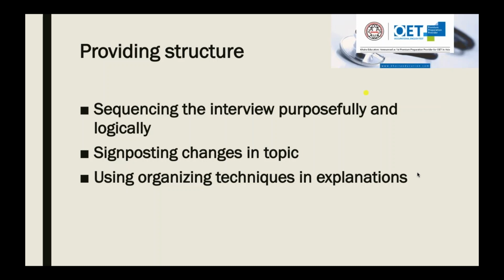But having said that, it also needs to be balanced with a patient-centered approach. It does not mean that to complete all the tasks on the cue card, you have to dismiss the patient at any stage. So you have to maintain a balance. The second is about signposting changes in topic. And this refers to signposting language, using discourse markers to move from one task to another.